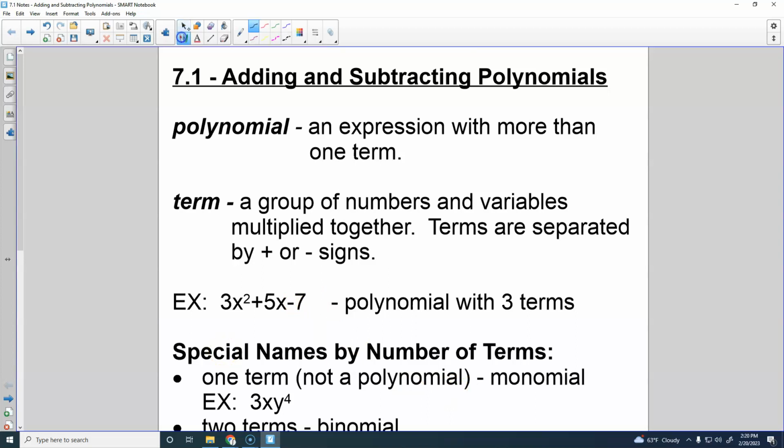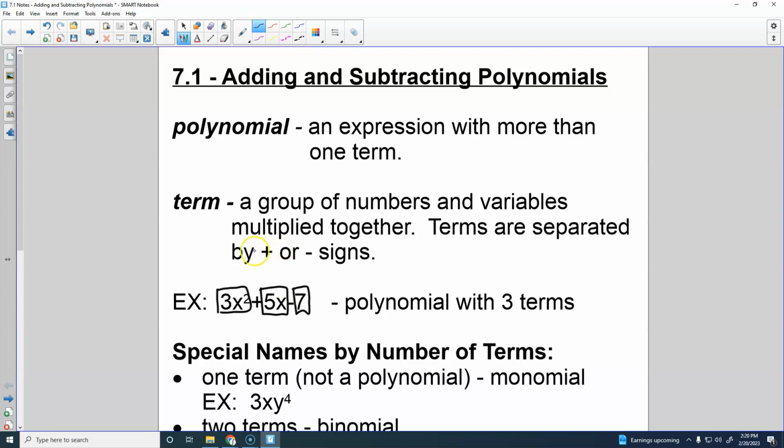Your first term right here would be the 3x squared. The second one would be the 5x, and the last one would be the 7. So terms are going to be separated out by plus or minus signs. A polynomial is going to have more than one term.